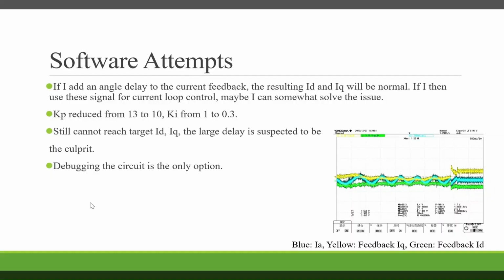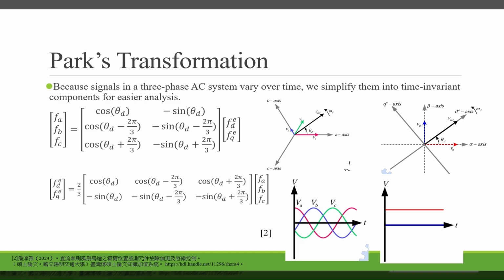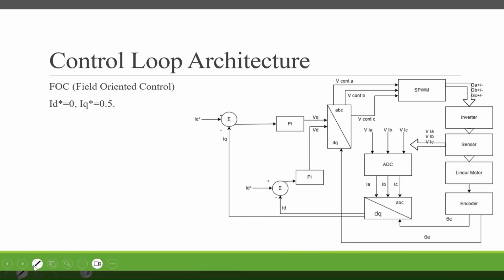We can see clearly that the ADC one lags the clamp one a lot. The video you just saw was from the software attempts. As I mentioned on the last slides, there's no time for debugging the circuit. However, I have an idea. I'm certain that theta E is correct. However, from the IA, IB, IC standpoint, theta E is incorrect because I know that IA, IB, IC all have a delay of about 74 degrees.